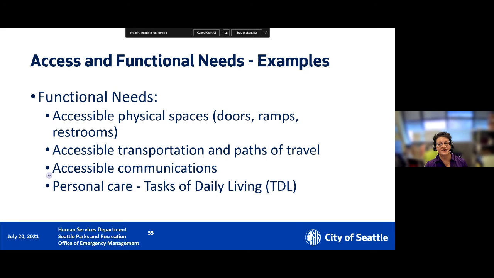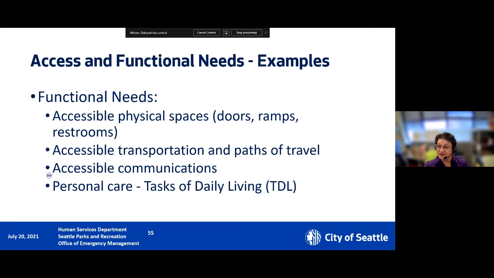It also includes accessible transportation and paths of travel. And that includes vehicles that accommodate wheelchairs and other mobility devices, and sidewalks and pathways that are well lit with compact surfaces and free of obstructions.